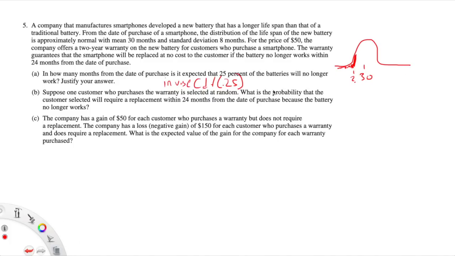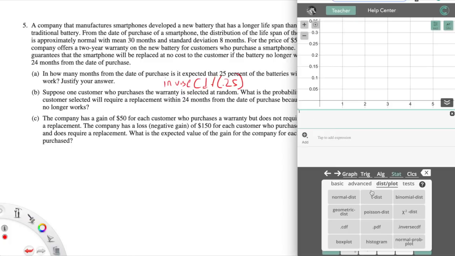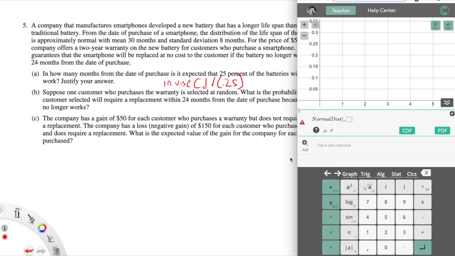And so we're going to do that on ClassCalc now. The way we do it here is we first type in a distribution. So that's the normal distribution right there. And we'll do 30 as the mean, and 8 as the standard deviation.